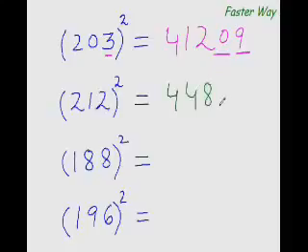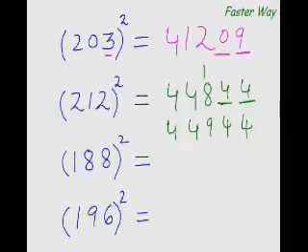Now two more places to go. So just put the square of 12 here. 12 square is 144. So the answer would be 44944. Now find the square of 188. Quickly tell me the answer.